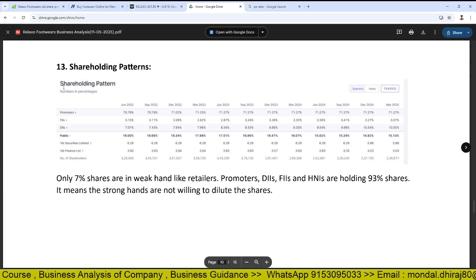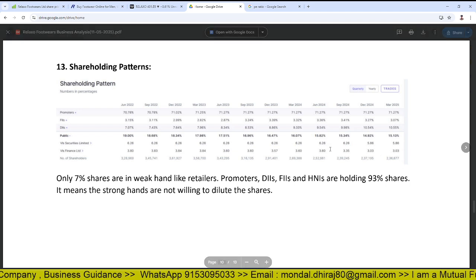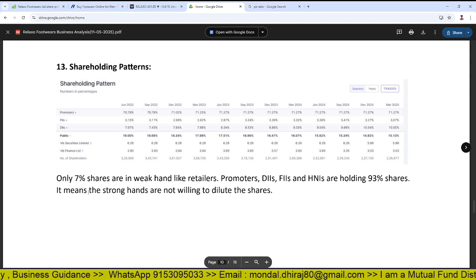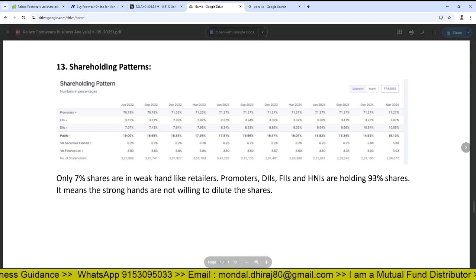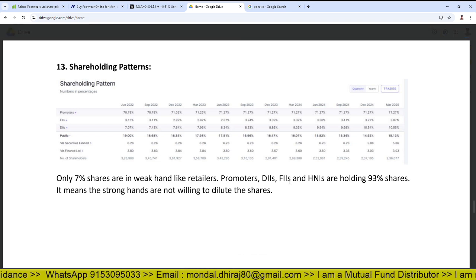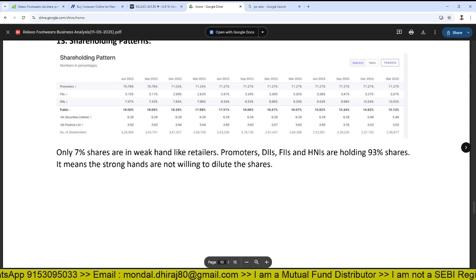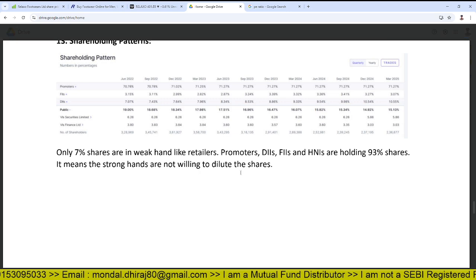Shareholding pattern: the company is basically promoter driven and 91% of shares are basically held by the promoters and strong hands there. Only 7% of shares are in weak hands like retailers, and promoter, DII, FII and HNI are holding 93% of shares. It means the strong hands are not willing to dilute the shares.